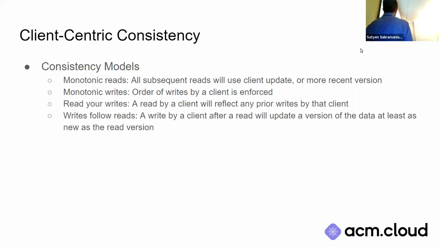It should include monotonic writes, meaning that the order of the writes by the client is enforced. So if I make a change, travel somewhere, make another change, then travel back, I should get both changes, not just one. They should be in the correct order.